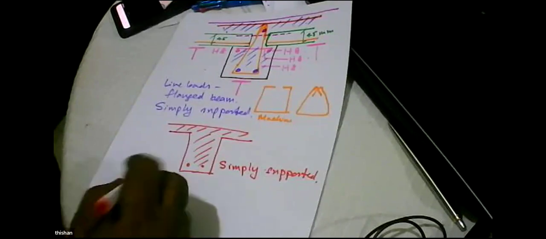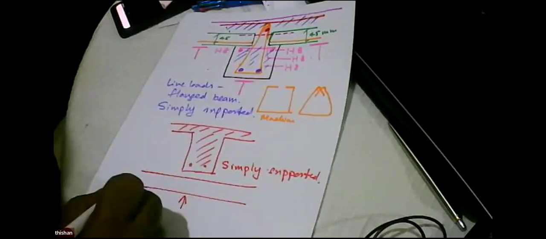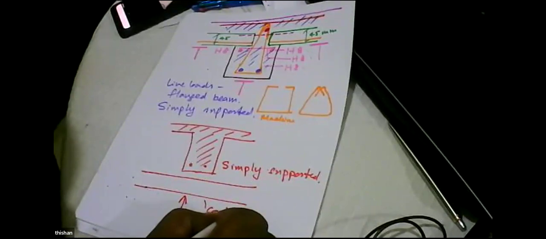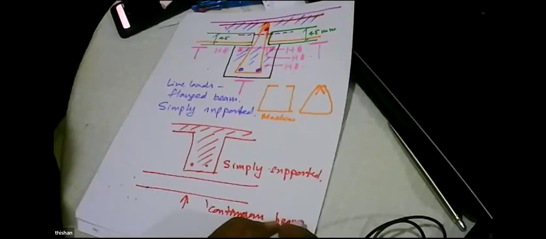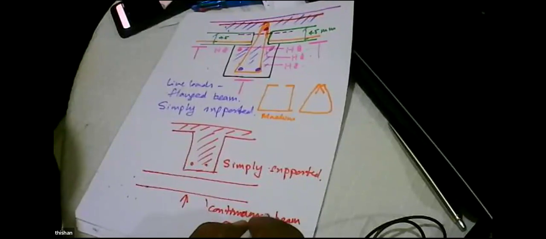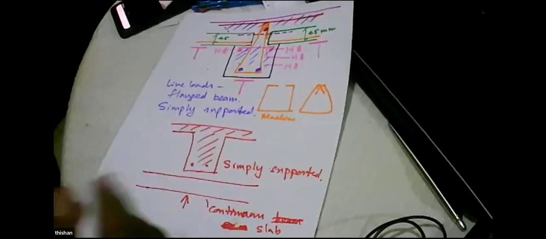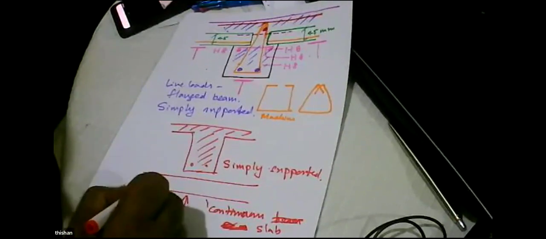Then the slab behaves as a continuous beam, or a slab. I'll say continuous slab behaves as a continuous slab. So basically, it's like a beam behavior, but it's a continuous slab of 90 millimeter thickness.